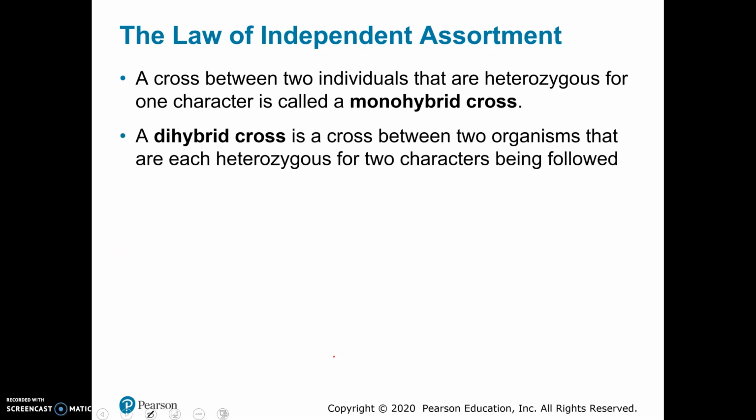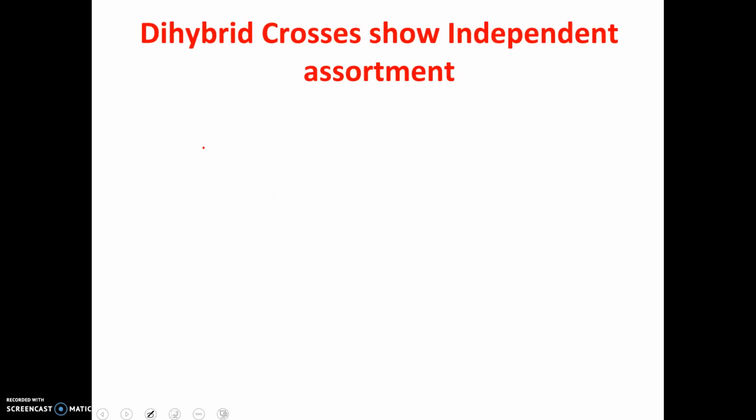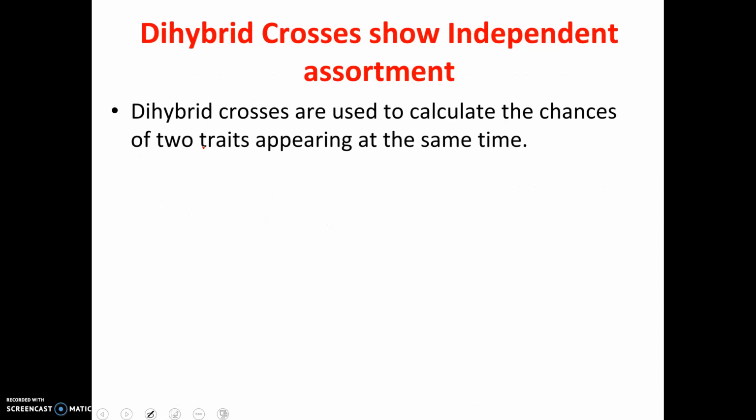What if we wanted to look at 2 traits? Di means 2, and so what we're going to specifically be looking at is a dihybrid cross, a cross between 2 organisms that are heterozygous for 2 different traits. So here's Mendel's law of independent assortment. It says that the alleles of a pair segregate independently of all other allele pairs during gamete formation. Whoa, what does that actually mean? Well, let me show you.